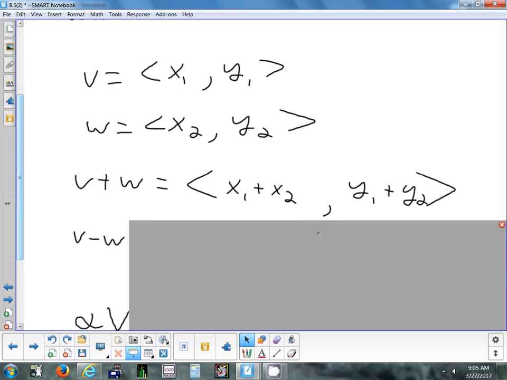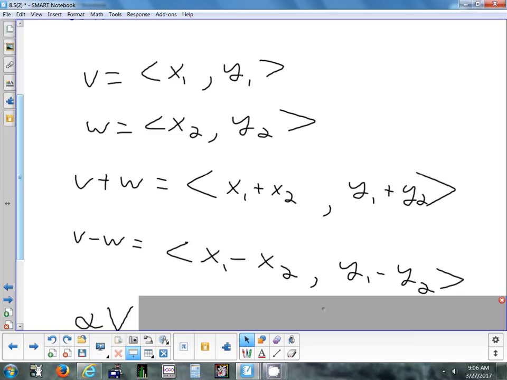Okay, how about if I wanted to subtract two vectors? What do you think would change in the formula up above? Yeah, all you do is x1 minus x2 and y1 minus y2. You've got to be careful with subtraction because the order matters. With addition, it doesn't. And we already know that because we said the vector addition was commutative.